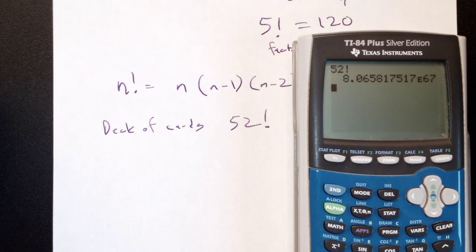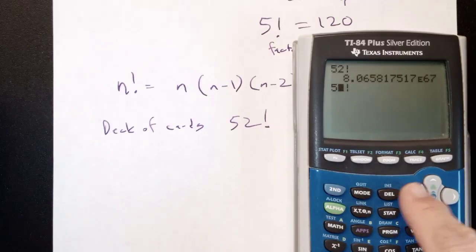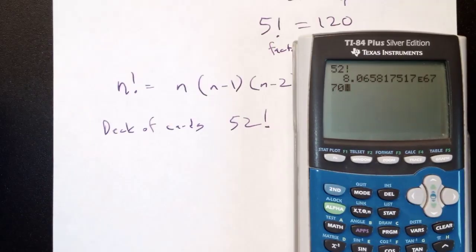If you do 70 factorial on your calculator, what happens? By the way, if you want to recreate the last thing you did, hit second and enter, and it'll bring back the last command, and then I just change the number.